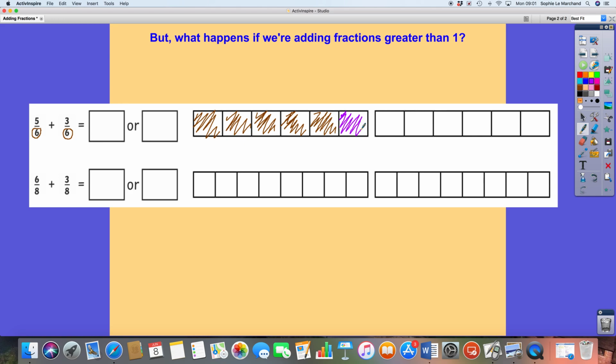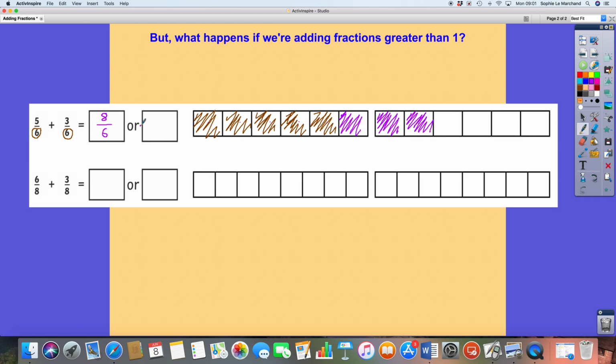1. Now I've finished my whole. And I've only done one of my 3/6. So now I need to move on to my second bar of 6. So I've got 2 more to go. 2, 3. So in total, I've got 1, 2, 3, 4, 5, 6, 7, 8. So I've got 8/6 are shaded. So 5/6 plus 3/6 is 8/6.